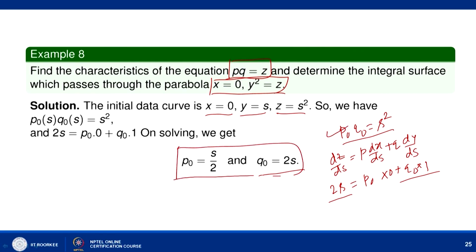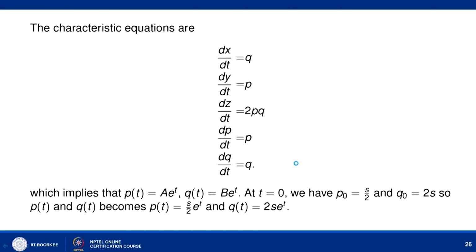So, we have p naught and q naught. Now we have all the initial values: x naught equal to 0, y naught equal to s, z naught equal to s square, p naught equal to s by 2, q naught equal to 2s. Now, look at the differential equations. The differential equations are dx by dt equal to all these things. For that you have the equation pq equal to z. So, pq minus z equal to 0. So, that is your f of x, y, z, p, q.